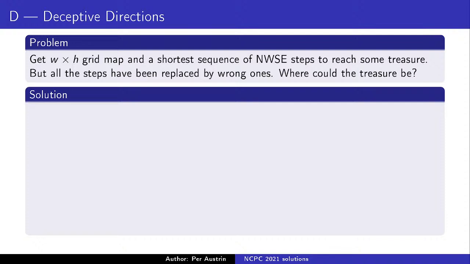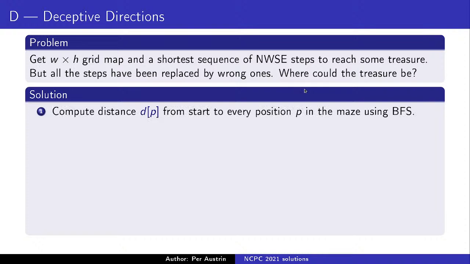However, all of the steps had been replaced by the wrong steps. So a north step might have been replaced by west, south, or east. A west step might have been replaced by north, south, or east, and so on. Each replacement was done independently of the others. So sometimes north was replaced by west, maybe sometimes it was replaced by south, and so on. And the goal was to figure out where the treasure could actually be in this map.